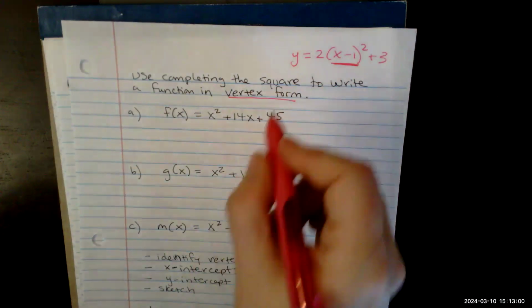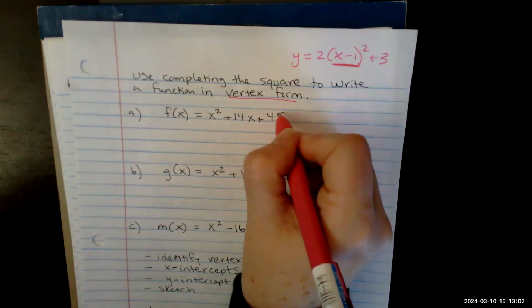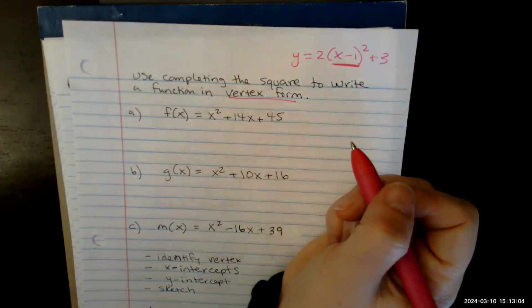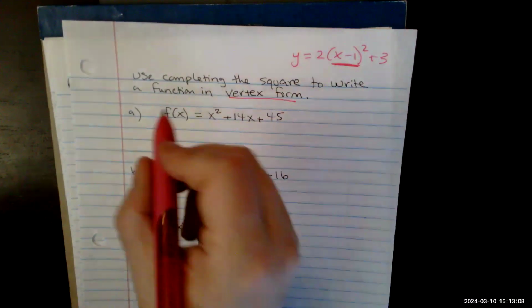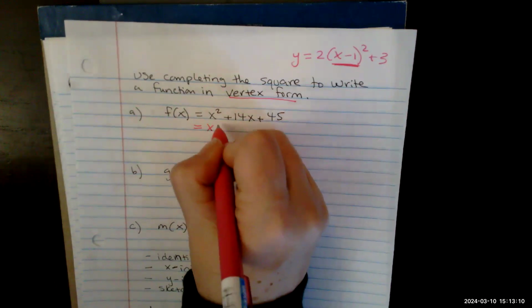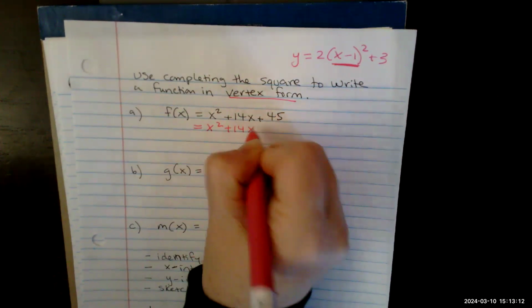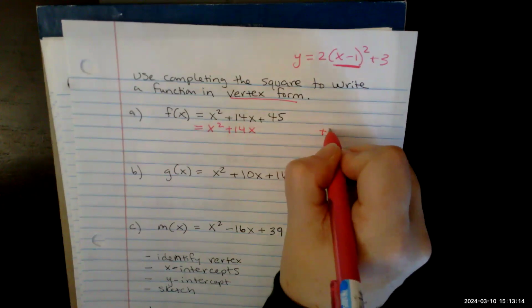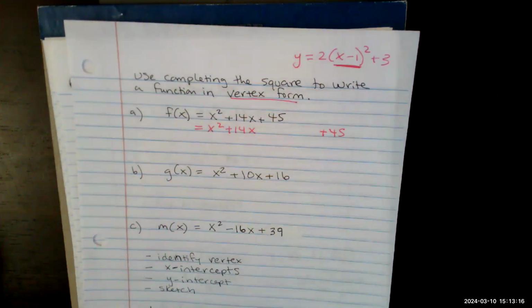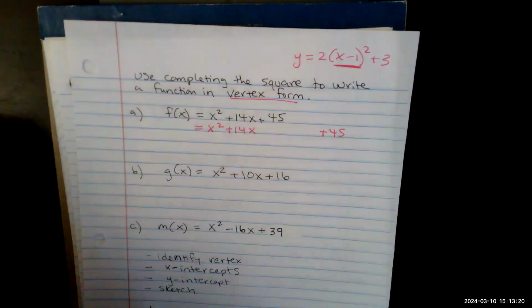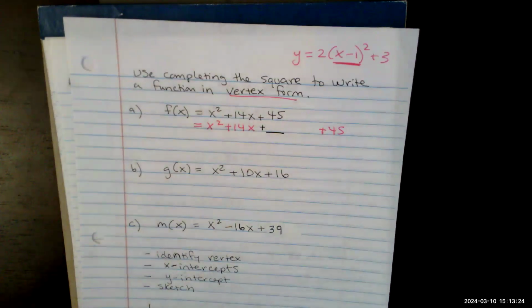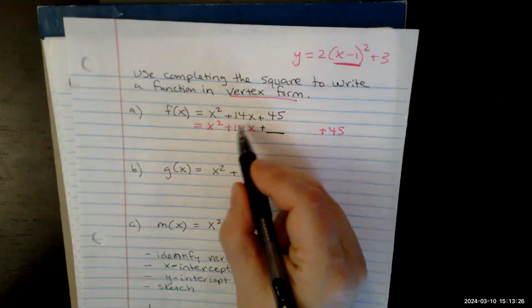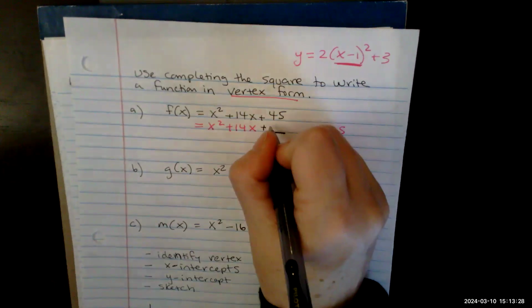So 45 is a problem because 45 does not help me to factor this nicely into two things that are the same. So I'm going to use completing the square to do this, which means I'm going to put that plus 45 off to the side. I'm going to ignore it for a second because we didn't like it. And I'm going to complete the square here. So what is the number I would add to complete the square? Half of 14 is 7. 7 squared is 49.